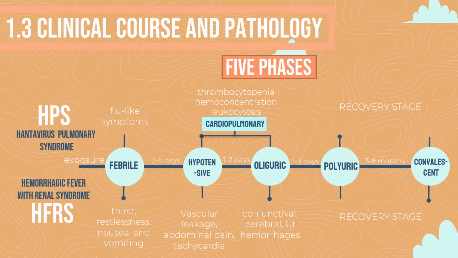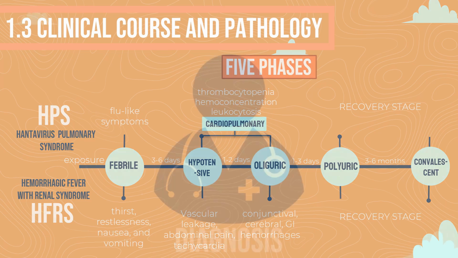If patients survive the first 3 phases, the polyuric phase sets in. The polyuric phase is the increase in production and passage of urine. The convalescent or recovering phase then sets in and may take 3 to 6 months.